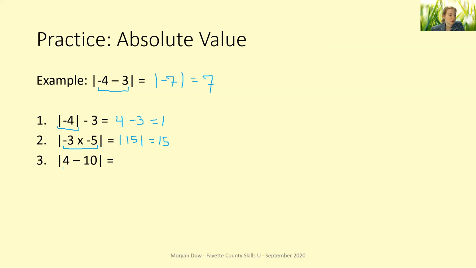All right, and then finally number 3 here says the absolute value of 4 minus 10. So I need to figure out what is 4 minus 10. We're starting at 4, and then we're subtracting 10, so we're decreasing by 10. So we would end up at -6. What's the absolute value of -6? Just 6.